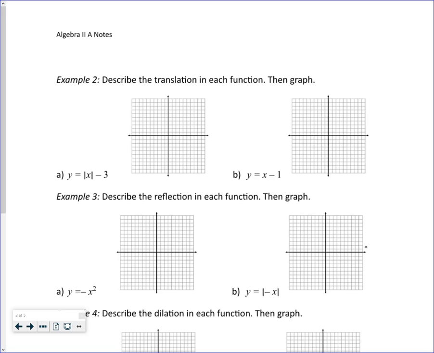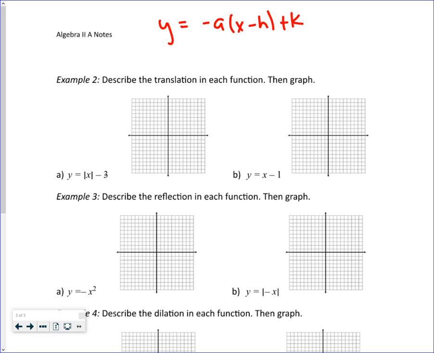Example 2, describe the translation in each function and graph it. So we're going to say what's going to happen, and then we're going to do it. I'm going to graph my absolute value function, but it's going to move 3. If you go back to that thing that I had at the back, you don't have to flip it, but this thing, okay? Do you guys see that the -3 is this guy? Because it's not inside the grouping symbols. So that's going to mean either up or down 3. Which way is this going to move? Up or down 3? Down 3, exactly.